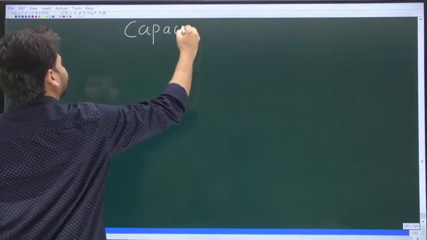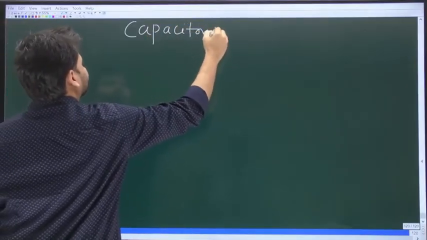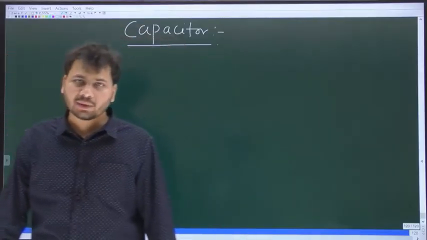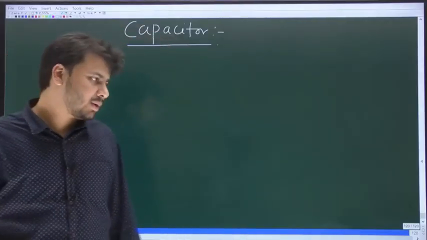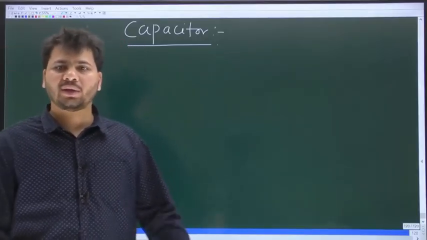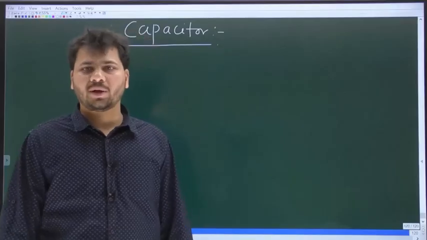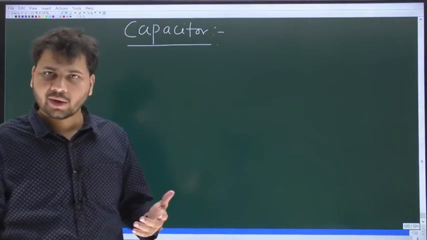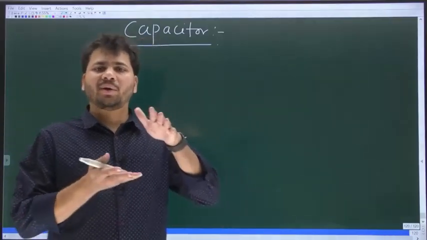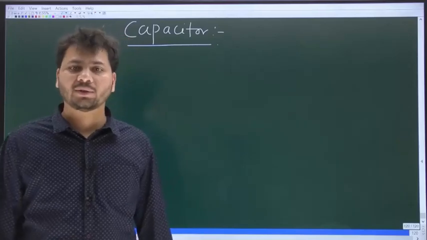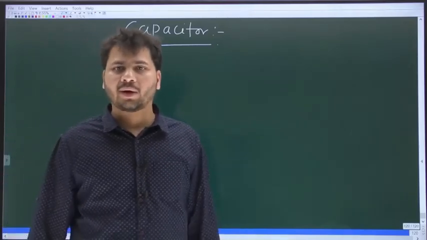So first, let us discuss a few important things about a capacitor. First and foremost, how do you make a capacitor, or what is the easiest way to make a capacitor? Take two conducting plates, and in between the two plates you put some dielectric. Dielectric means some insulating material. You have a capacitor.